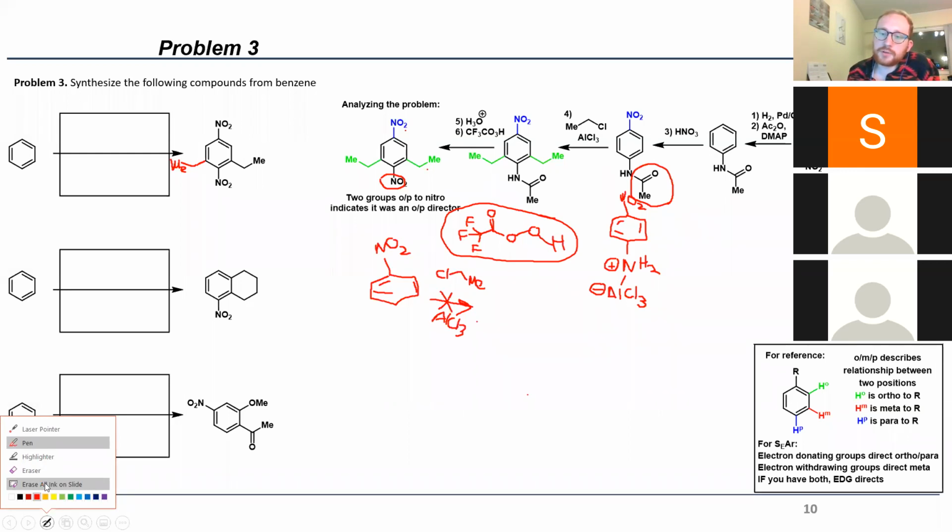Right, can you also use a sulfonyl blocking group to add the ethyls?